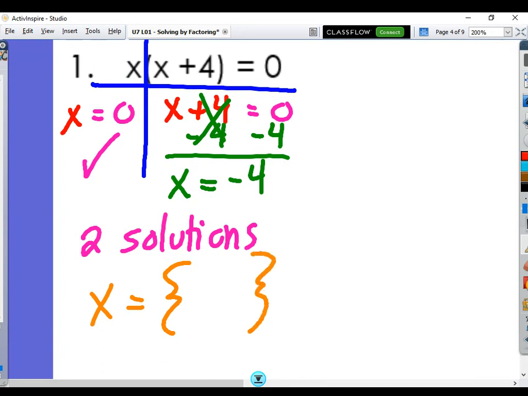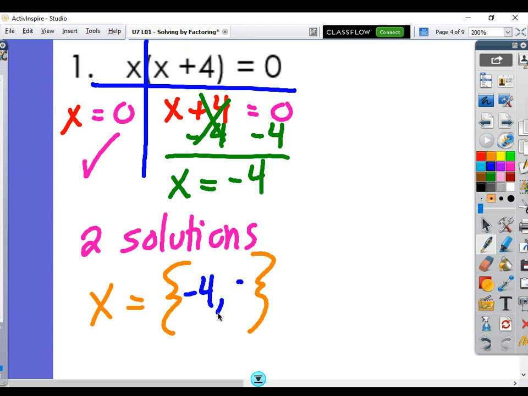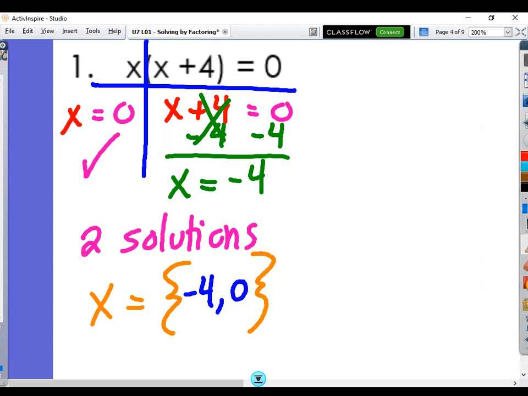They take a little bit of practice to do, but they're fun once you get a hang of it. So our two solutions are negative 4 and 0. That is not a coordinate. Those are my two solutions, the negative 4 and the 0. That's it. We've just solved by factoring.